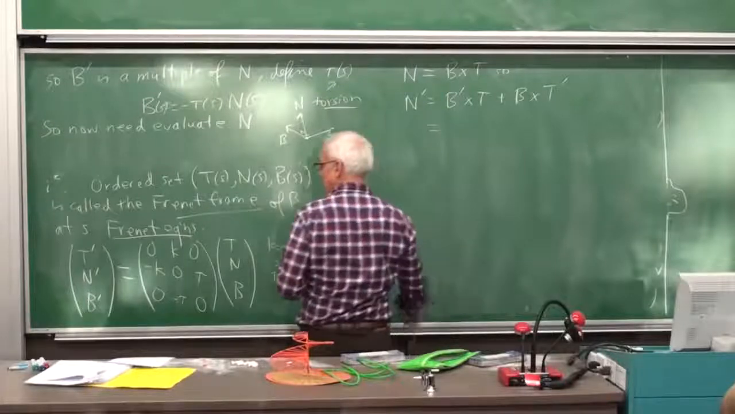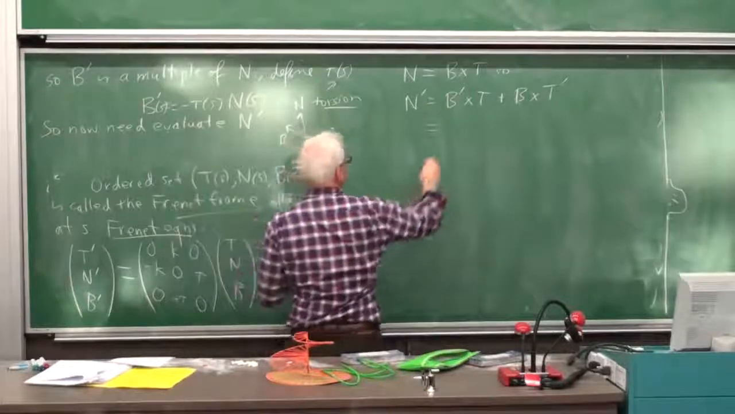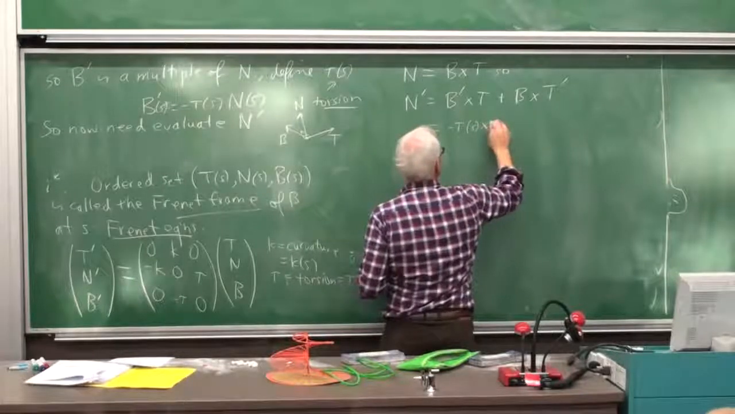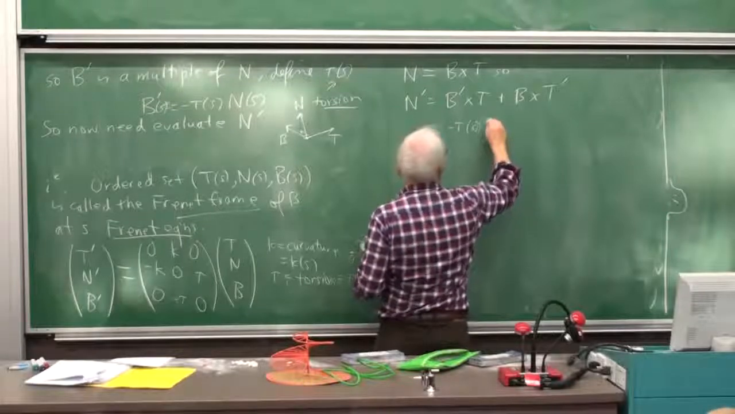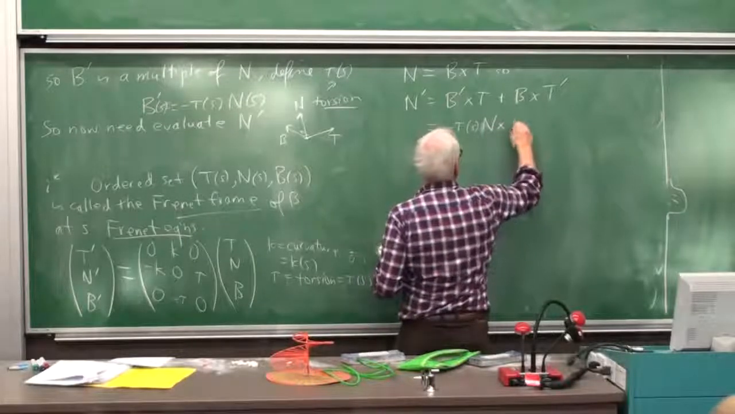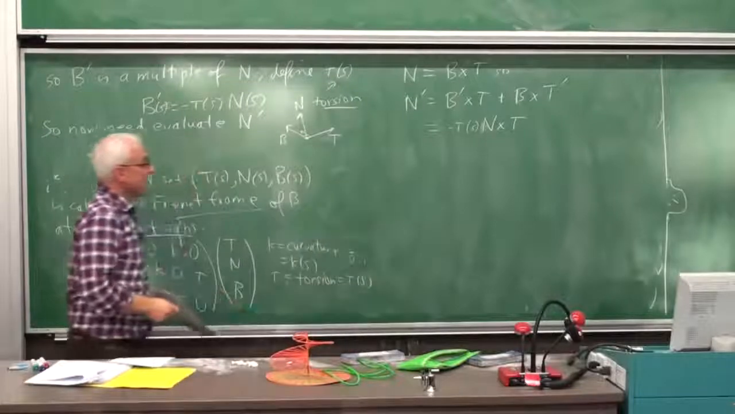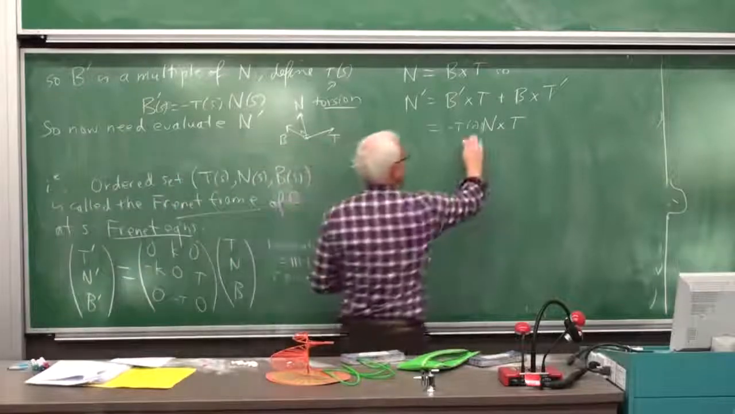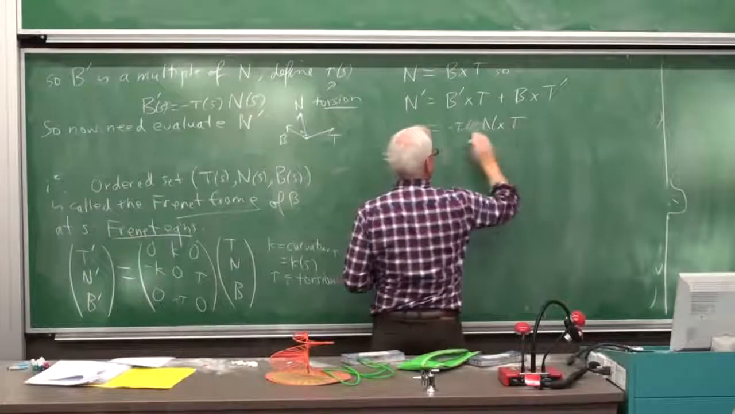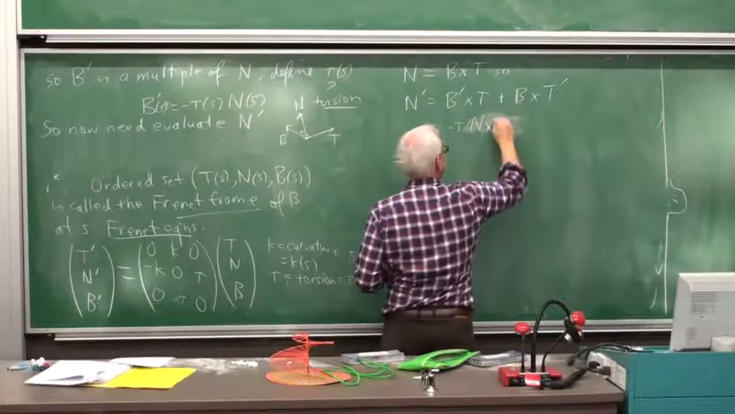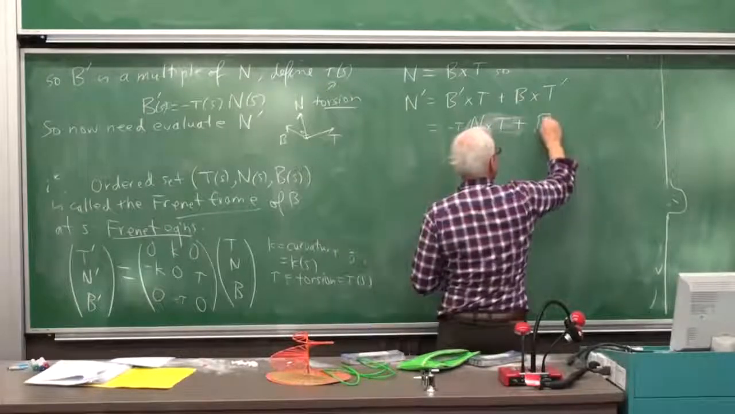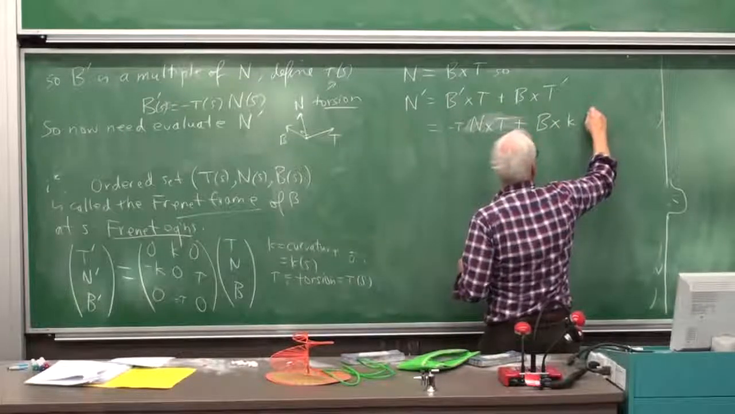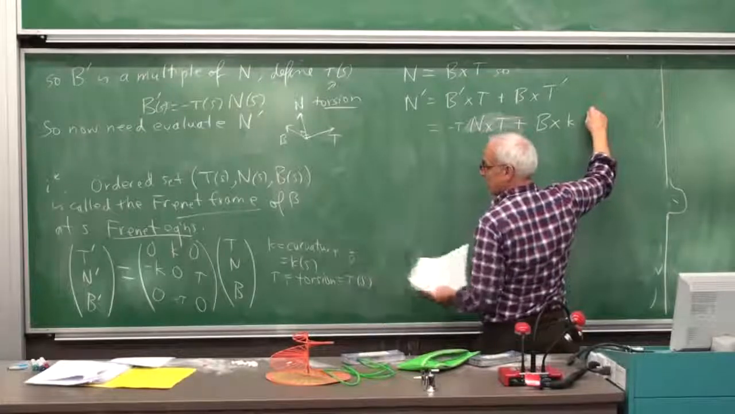All right, well, we know what B prime is. We just already said that it's minus tau of s times N. So we have minus tau of s times N times T. I don't really need the s because I'm dropping all the s's. So let me just write minus tau N times T, plus B times the derivative of T, which we can read from the first one, is k times N.